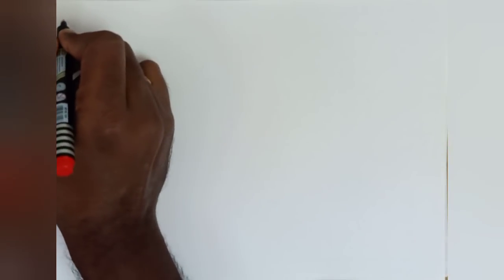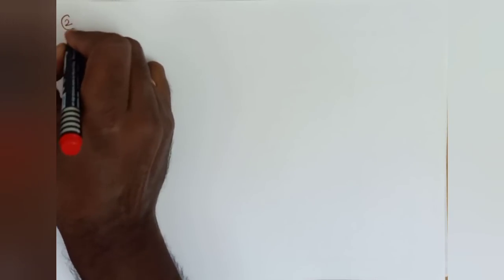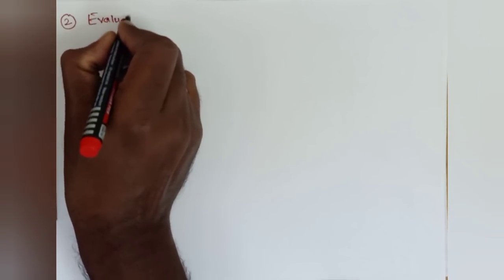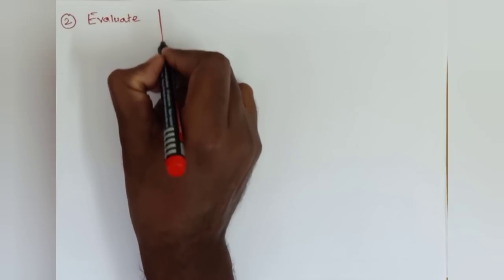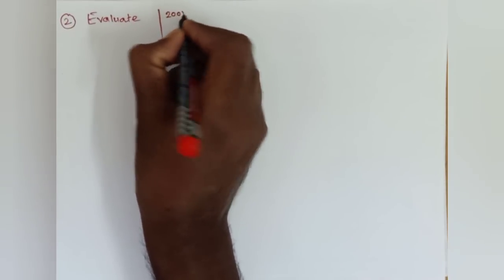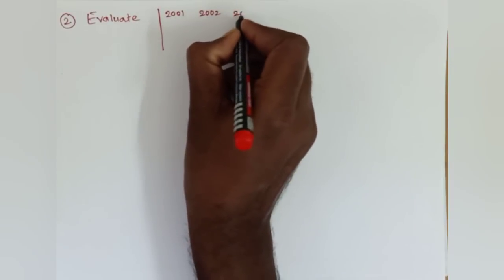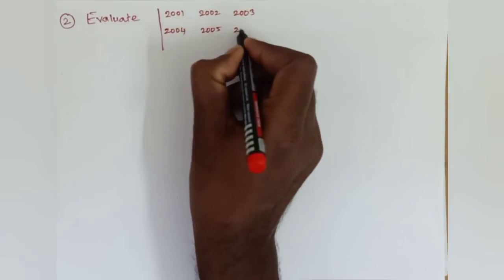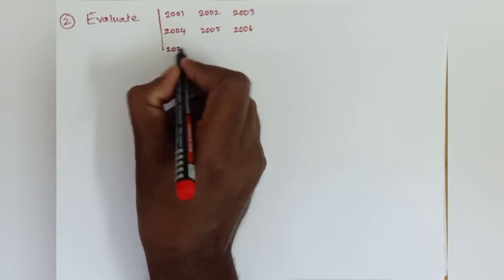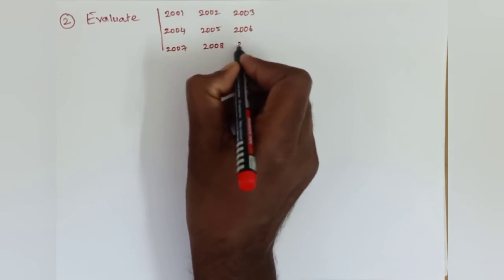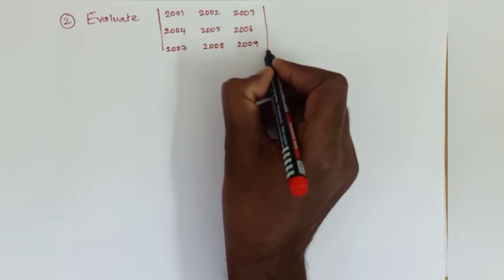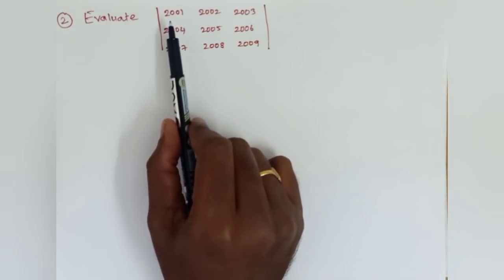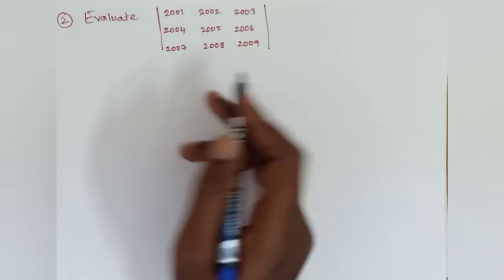So let's see the second problem. Evaluate the determinant of 2001, 2002, 2003, 2004, 2005, 2006, 2007, 2008 and 2009. So here the elements are bigger numbers, 4-digit numbers, 2001, 2002, 2003 and up to 2009.